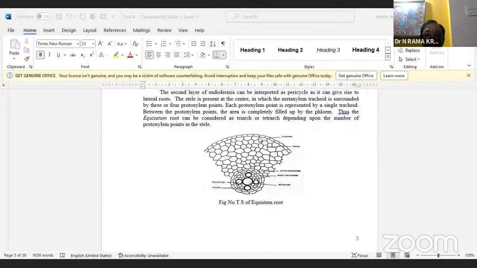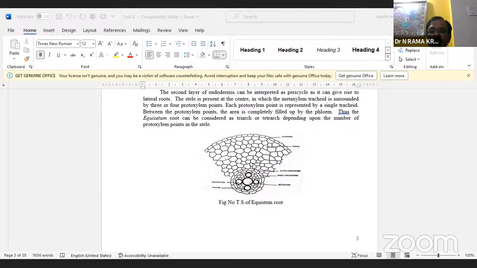Okay, so the cortex has many layers. The outer cortex is made up of lignified cells, while the inner cortex is parenchyma. Now you see here, below the epidermis there are 2 or 3 layers. This is the outer cortex, and this one above the stele, here you are looking at the inner cortex. Okay, so what is the main function of the inner and outer cortex? It contains all types of food materials.